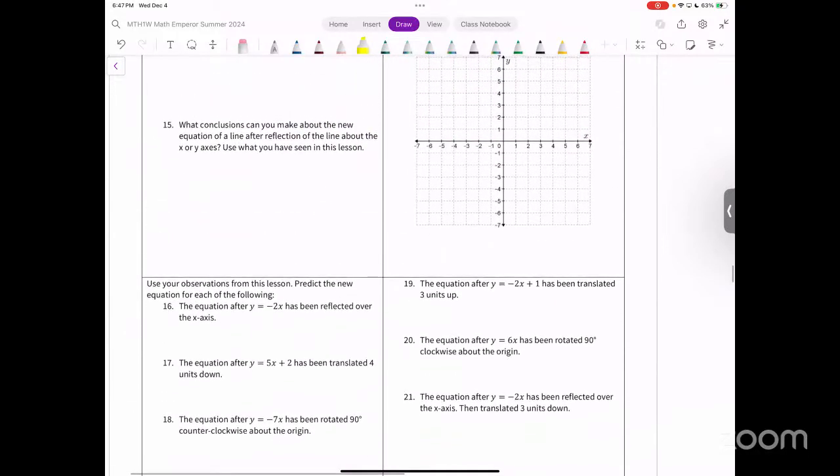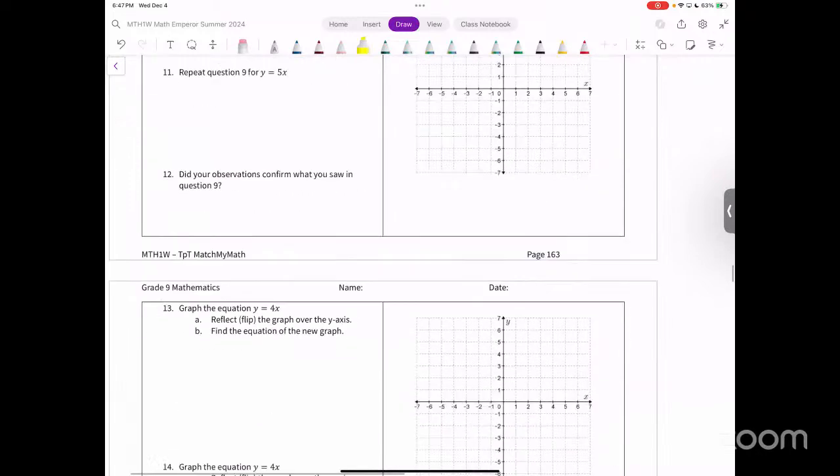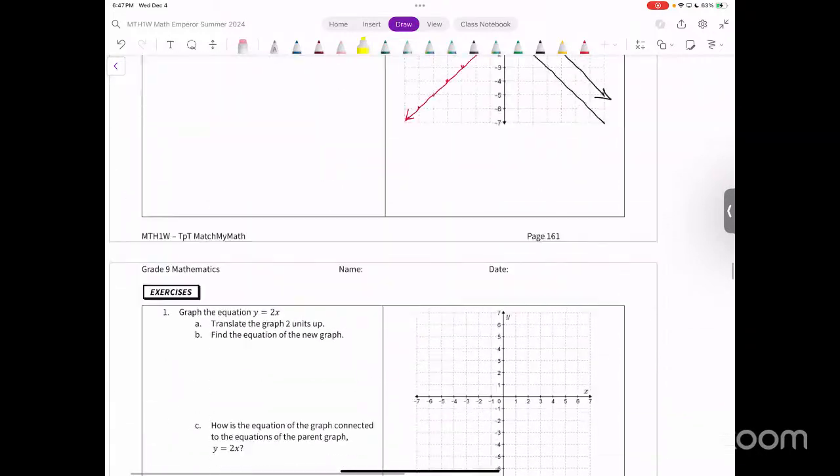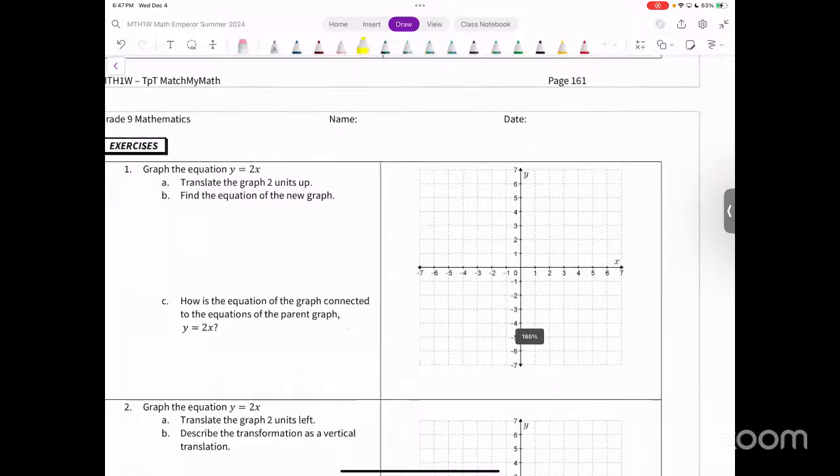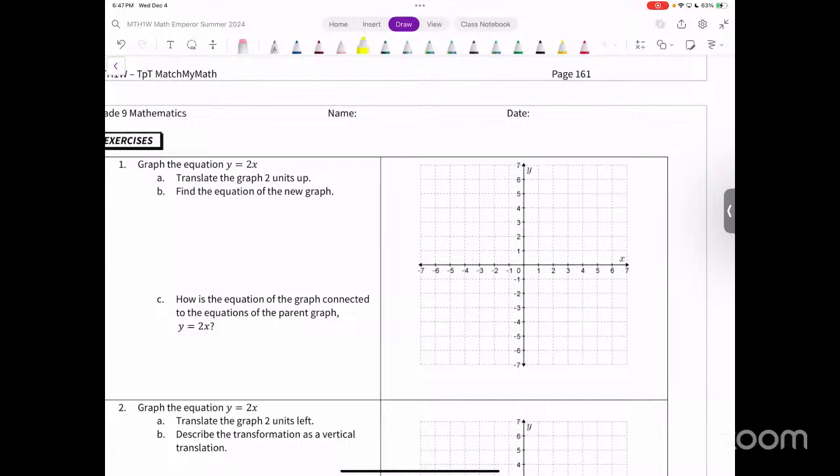What I would like to do is see if you guys can answer the question. Everyone is going to do it. Translate the graph 2 units up, find the equation of the new graph. How is the equation of the graph connected to the equation of the parent graph 2x? They want you to translate the graph and create a new equation. Can you do that in Desmos, the first exercise? You're going to translate 2 units up and then write the new equation. And then what did you notice about those 2 lines?